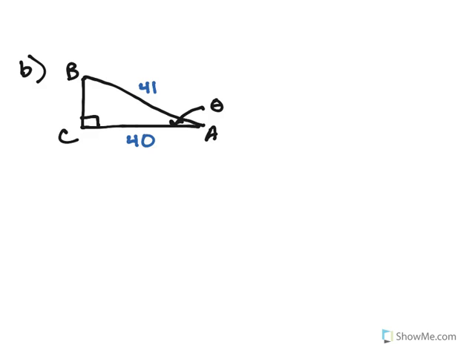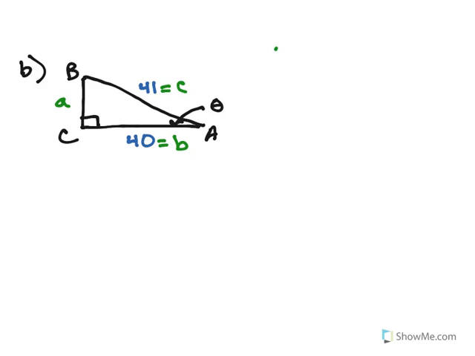Okay, for this one, it kind of matters how I label, because in the last problem the hypotenuse was the missing side length, but it's going to depend on how I label these things now. So when I look, the missing side length is across from angle A. 41 is my C and 40 is my B.